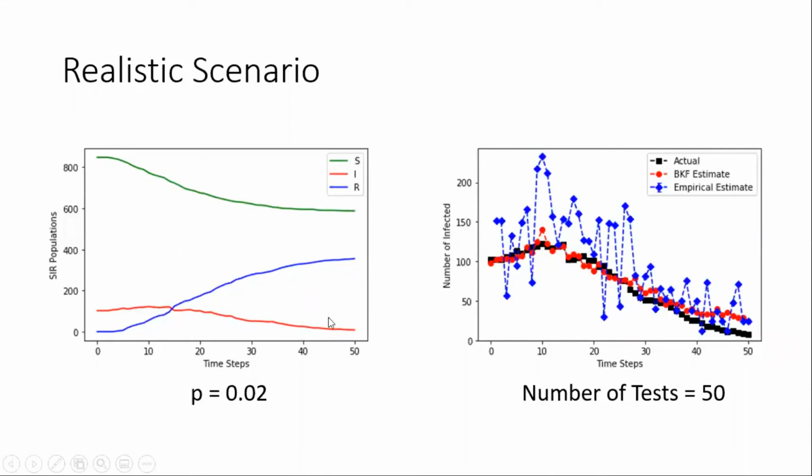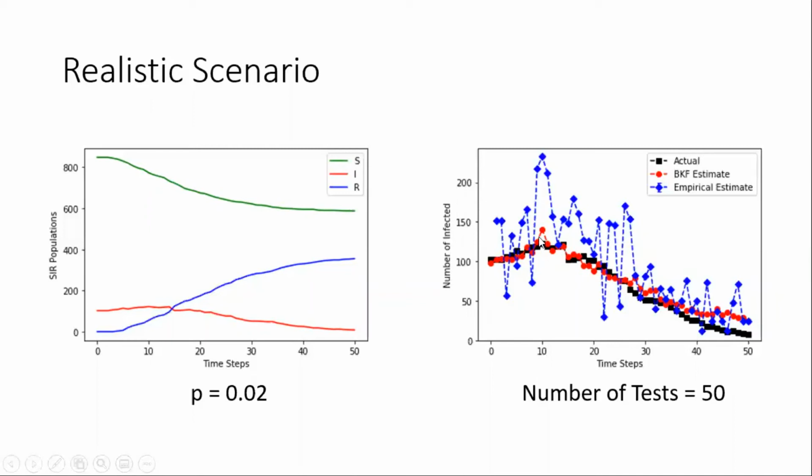In this scenario, we can see that the empirical estimate becomes even more chaotic than it was previously. As the number of infections remains low, the ratio of the positive tests to the number of tests becomes much more chaotic and inaccurate when we have very few tests to use. So due to this, the BKF becomes a much more accurate estimate than a simple empirical ratio. Now this is due to the memory factor that the BKF possesses, which the empirical test lacks.